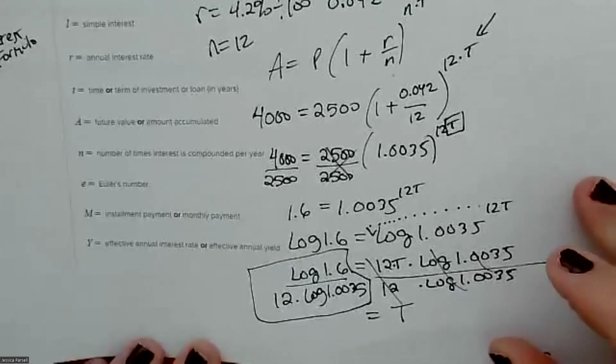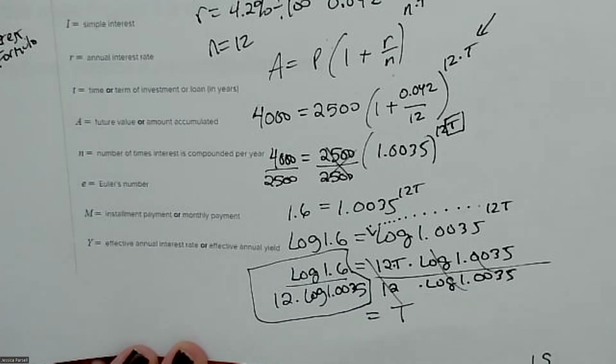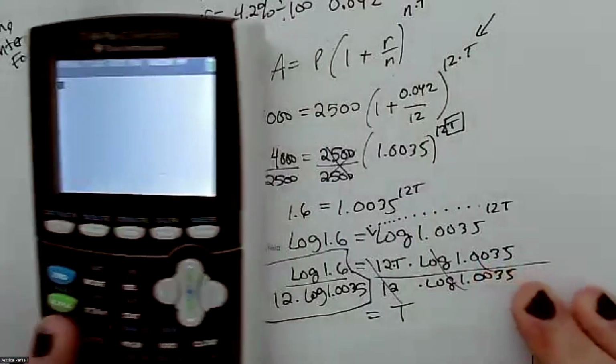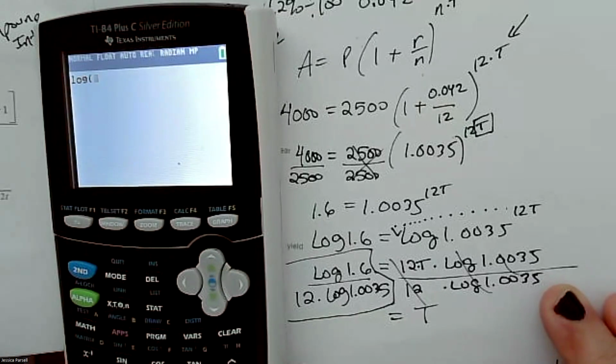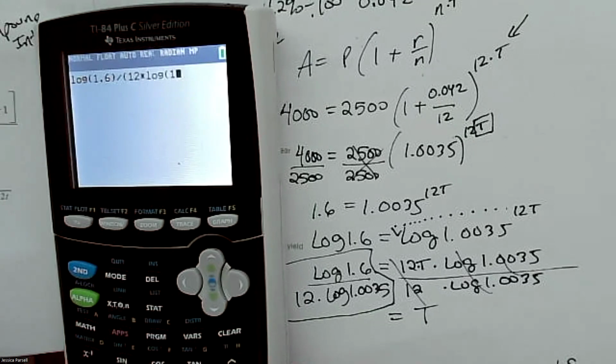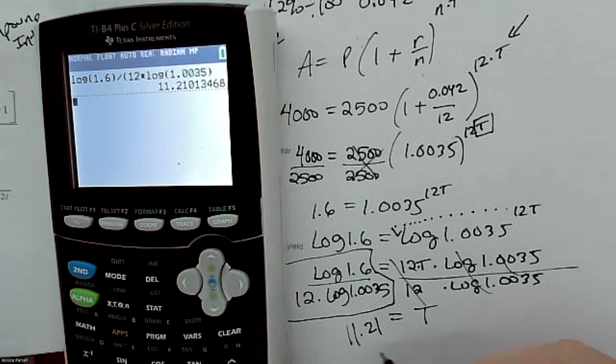Now this, we can actually type in our calculator. I'm going to show you on my graphing calculator first, and then I'm going to show you how to do it on ALEKS once I figure out how to do it on ALEKS. So I'm going to type in the log of 1.6 divided by, and I'm going to put this in parentheses, 12 times the log of 1.0035. Okay. All right. 11.21 years is how long Rachel's going to need to leave her money in the bank to turn that 2,500 into 4,000. Now, this is beautifully done on the graphing calculator.